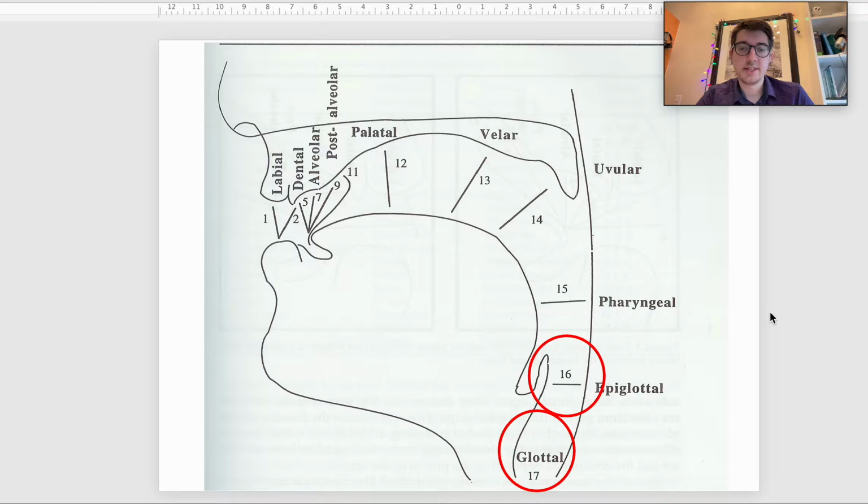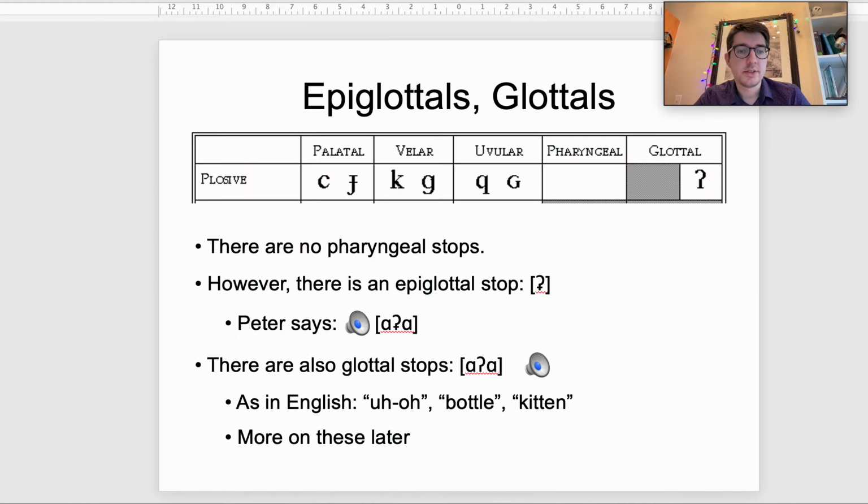Okay, so next up are epiglottal and glottal stops. There are no pharyngeal stops, but there are these two: epiglottal and glottal stops. The gestures for epiglottal sounds involve the epiglottis, which is this little thing here, being pulled towards the back wall of the pharynx, while for the glottal stop, you stop the airflow by making an airtight seal with your vocal folds. And that's about it.